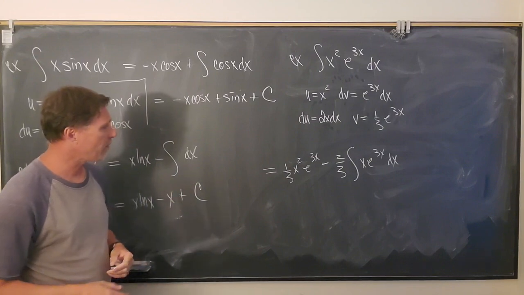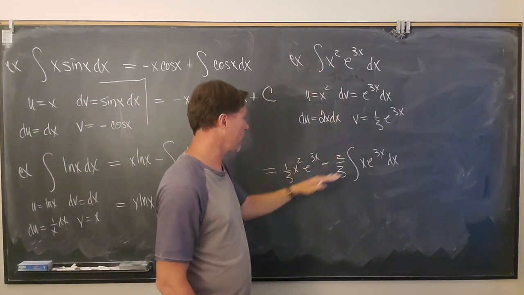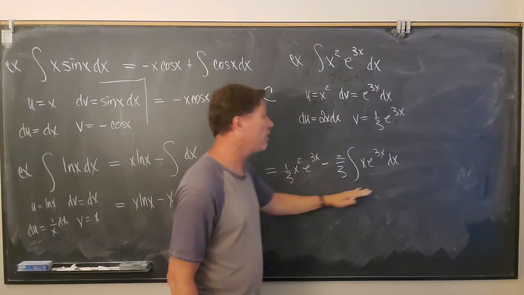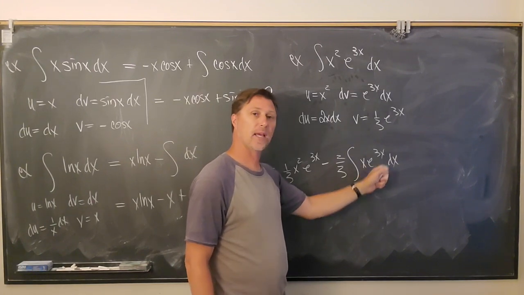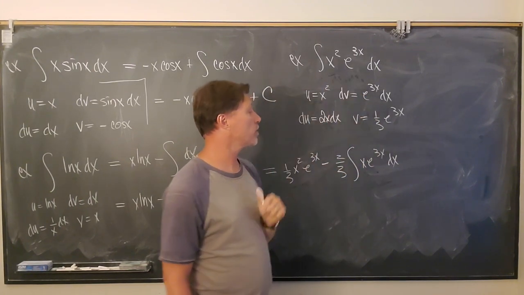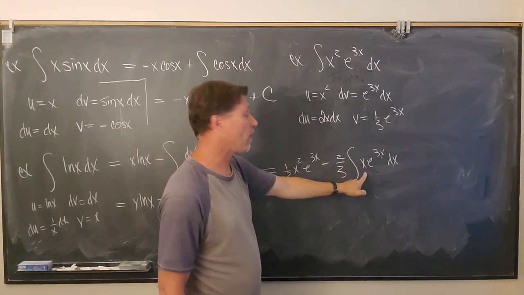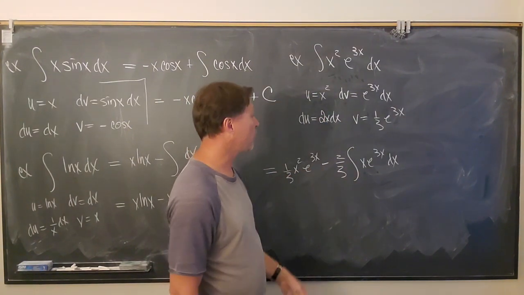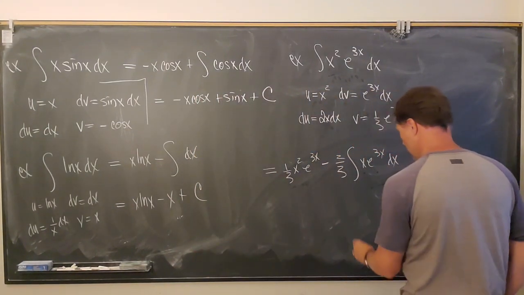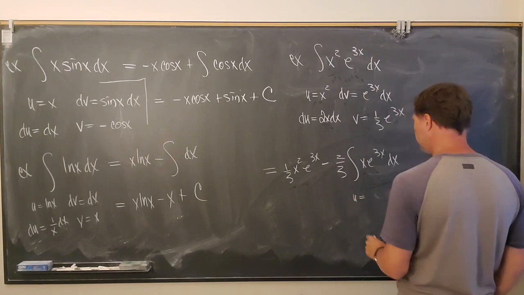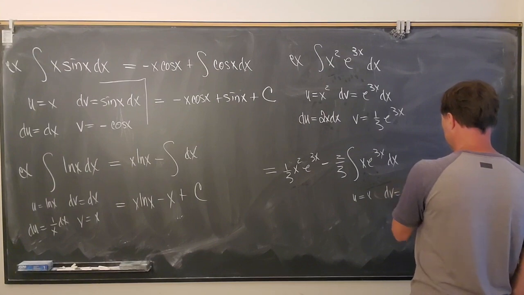So notice what we have now. When we applied integration by parts, it took us to this formula that involves an integral. And this integral has polynomial times exponential, just like the original did. But notice what happened. We started off with an x squared, now we have an x. Well, if you have polynomial times exponential, you can do integration by parts again, where we let u equal x and dv equal e to the 3x dx.